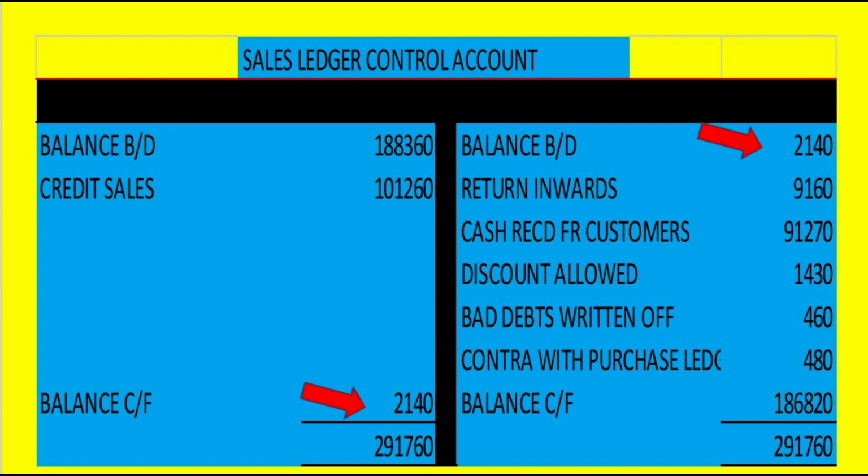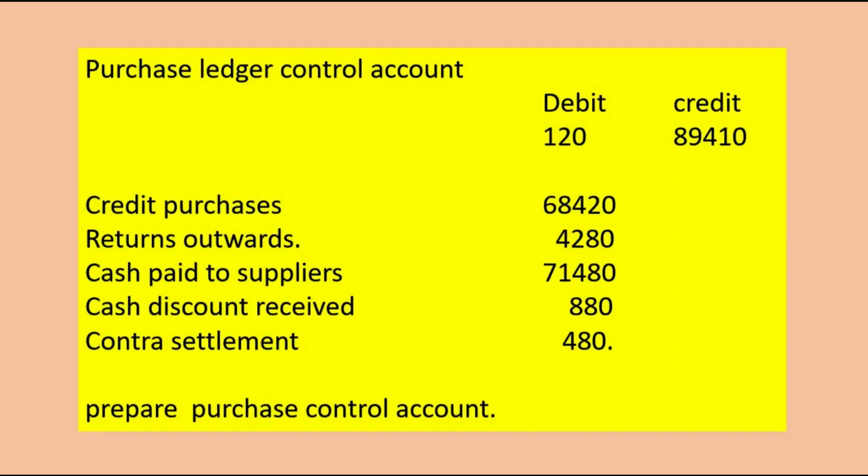Dear students, we hope the answer is clear. Now let's look at another similar question. Purchase ledger control account. Beginning of the period: debit 89,410, credit 120. Credit purchases 68,420. Returns outwards 4,280. Cash paid to suppliers 71,480. Cash discount received 880. Contra settlement 480. Prepare a purchase control account.